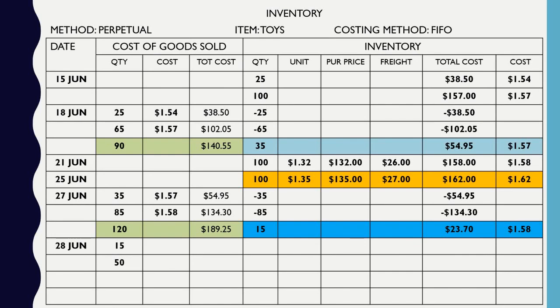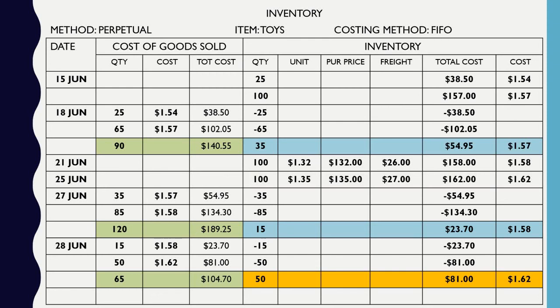So in this case, I still have remaining blue and my orange batch is still intact. So I'm going to get rid of my blue batch, right? Zero it out, completely get rid of it, and then eliminate 50 units from my orange batch to give me a total ending inventory of 50 units at $81 even, with a total cost of goods sold for selling 65 units of $104.70.